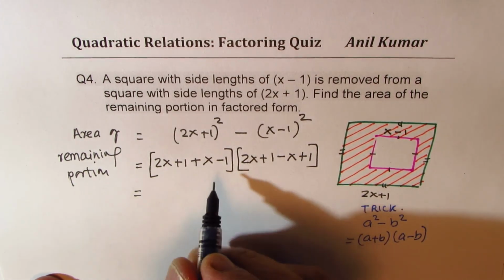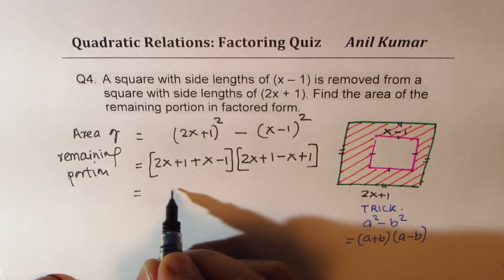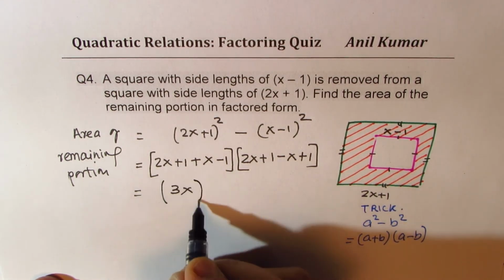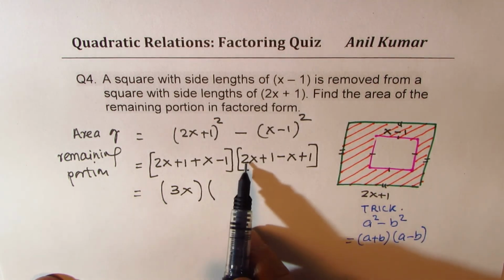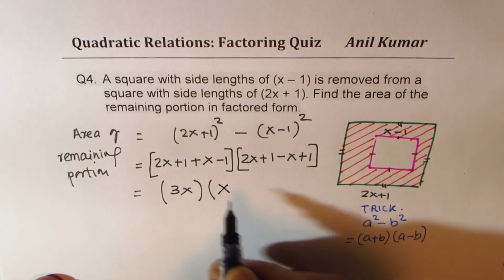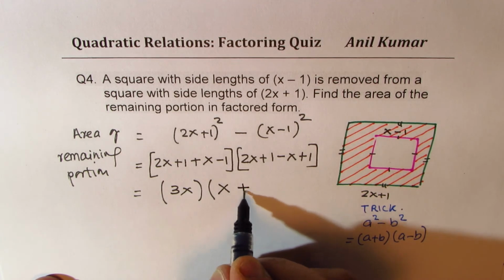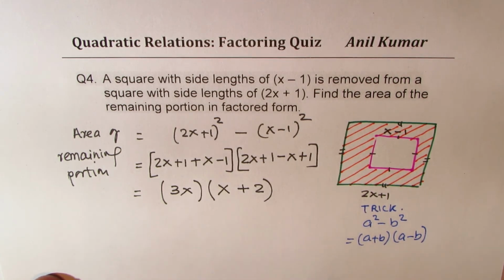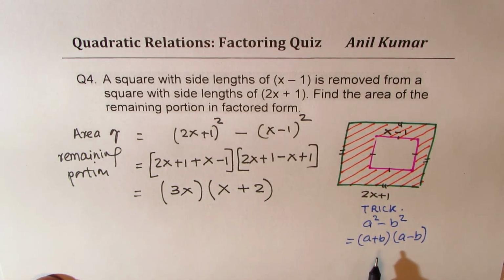Now let's add these terms. We get 2x plus x as 3x. And 1 minus 1 is 0. So that is one factor. The other one is 2x minus x is x. And 1 plus 1 is 2. So that becomes the area of the remaining portion. Is that clear to you? So if you use difference of squares, in that case, it becomes a much simpler question to solve.